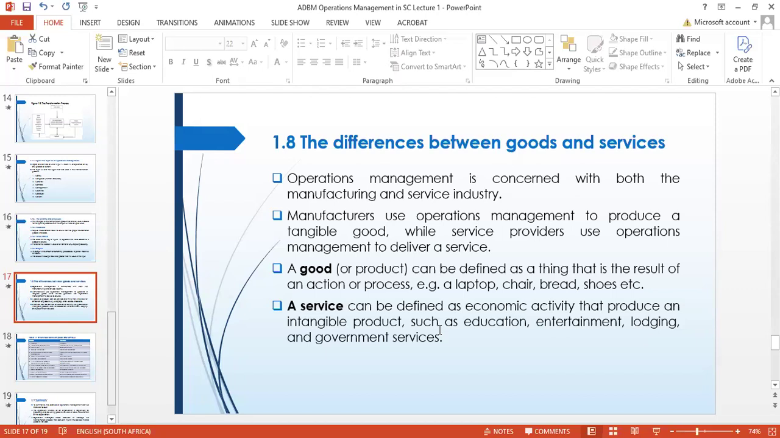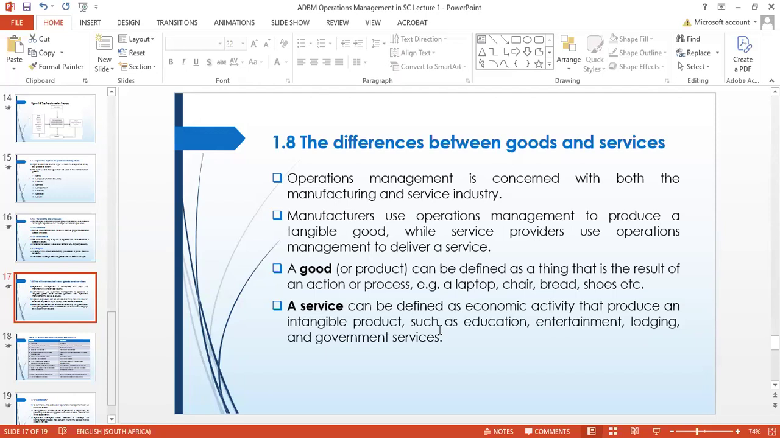Okay, like we say that our operations department or the operations management, we find it in the manufacturing sector as well as in the service sector. Manufacturers use operations management to produce a tangible product, whilst in the service sector, operations management is used to deliver a service that you get at the hospital, for example. Now, a good, you can call it a product. We are talking of a thing that is the result of an action or process. For example, we have a microwave. It's a good. We have a laptop that you have, your cell phone. We can talk of bread that you buy from the supermarkets, the shoes that you are wearing. All these are goods.